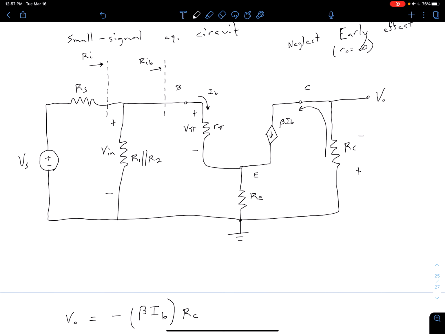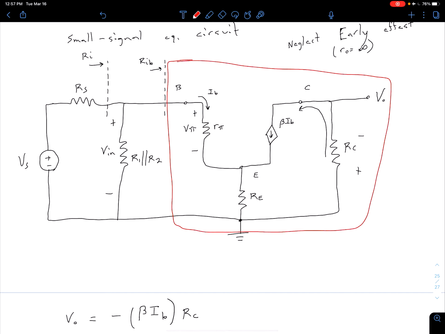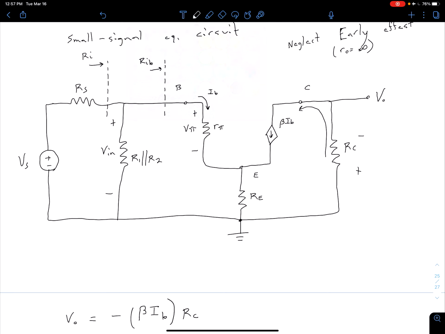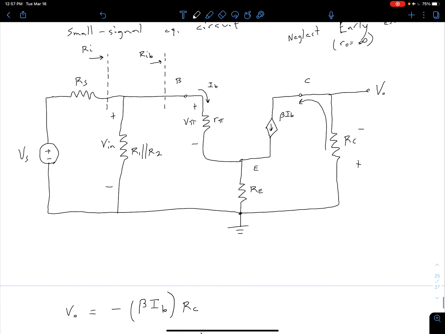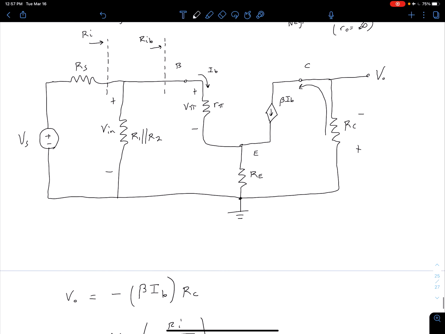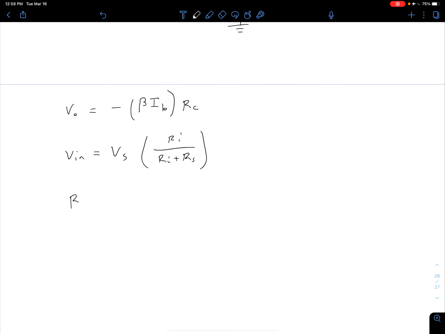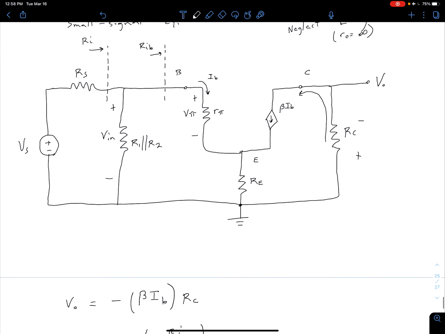So if we do a similar thing and say we now have a black box here and we want to reduce that to just one resistor, how are we going to do that? Well, before we do that, let's just say we have that resistor RIB. Then our RI is just going to be this resistance in parallel with our RIB. So we can say RI is equal to R1 parallel R2 parallel RIB. And so now we need to figure out our RIB.